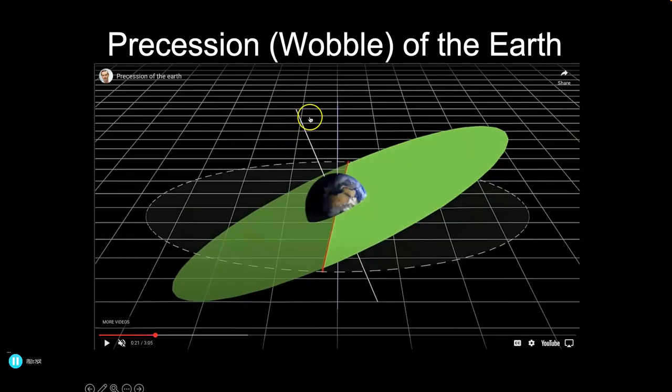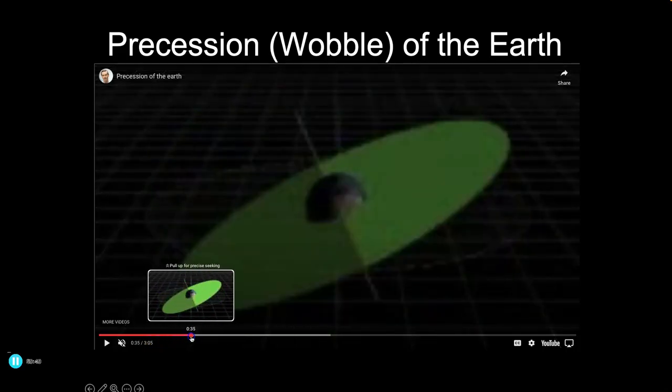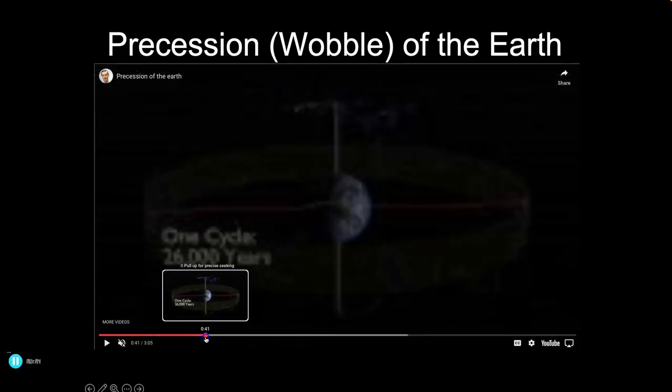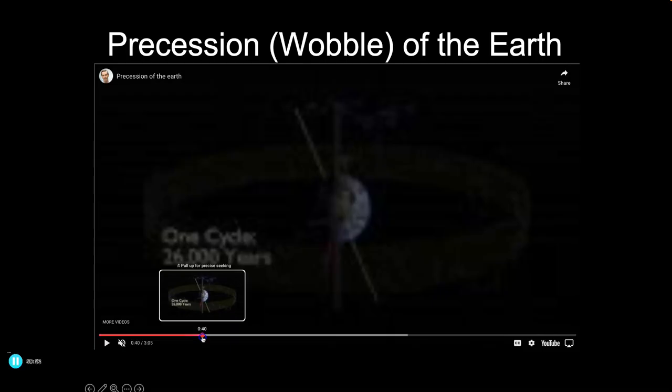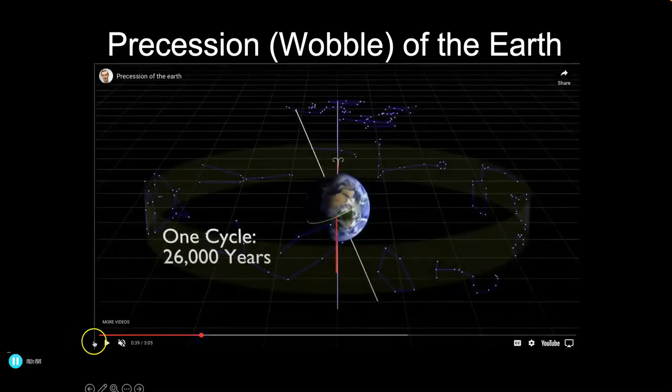The Earth spins once a day. The Earth orbits around the Sun once a year, and the Earth also wobbles around. So what do I mean? The Earth doesn't just spin like a top. The Earth also wobbles like a top. And here we go. Here's what I want.